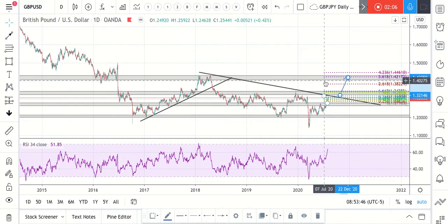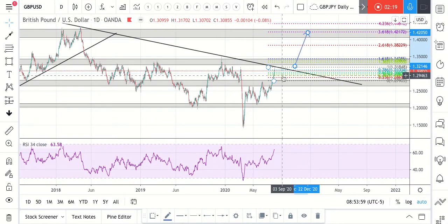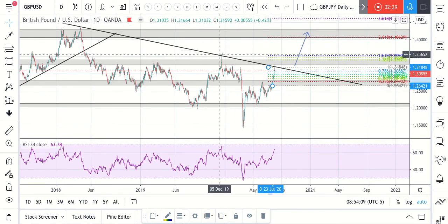I do think we'll want to come up and ultimately test probably this zone right here. May even wick up into this area, but ultimately I do think we'll want to come test this area right here. So my bias is a short-term pullback. I think that would be good for the move, and then ultimately start moving up to the upside if we can break this zone.